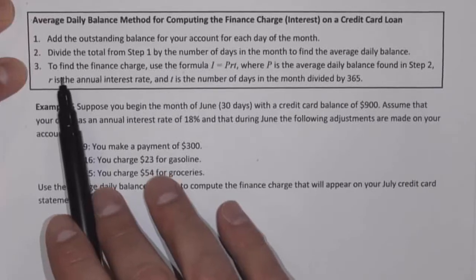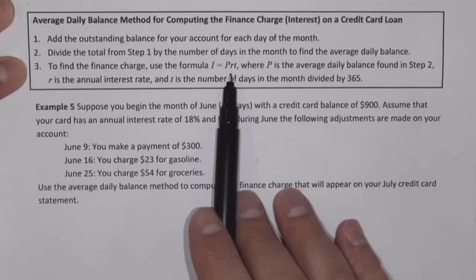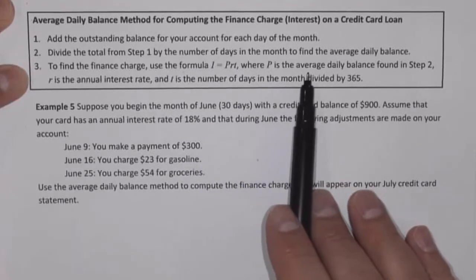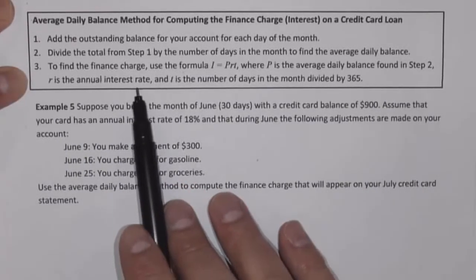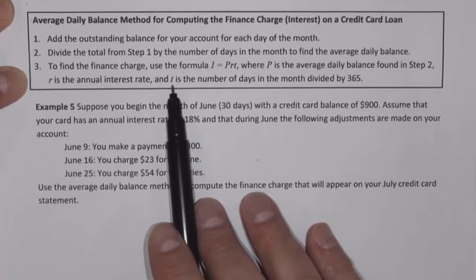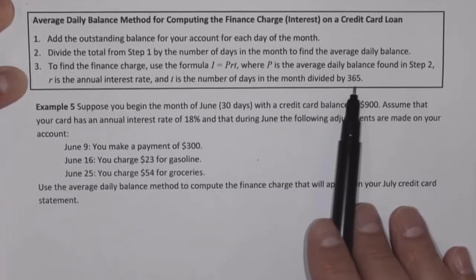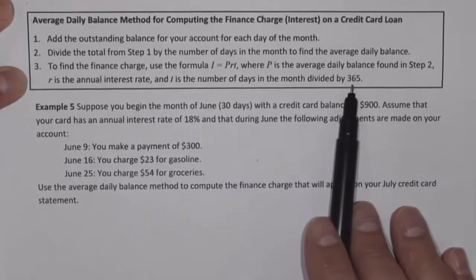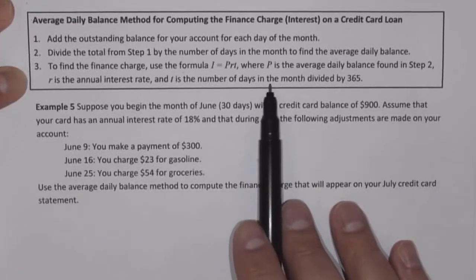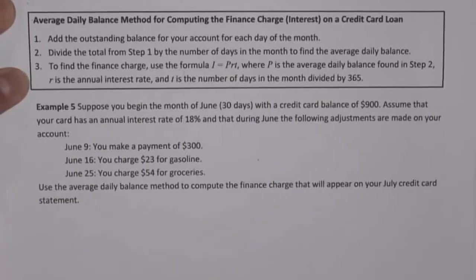Step 3, we're going to find the finance charge, or the interest, by using the simple interest formula, I equals PRT. But P in this case is going to be the average daily balance that we found in step 2. R is the annual interest rate, and T is the time, but we're going to convert that into years. So to do that, we're going to take the number of days in the month divided by 365. So for example, if it was the month of February, we would divide 28 by 365. So we're converting the 28 days into a fraction of a year. If it's July, it would be 31 divided by 365. So again, we're converting the number of days to years.